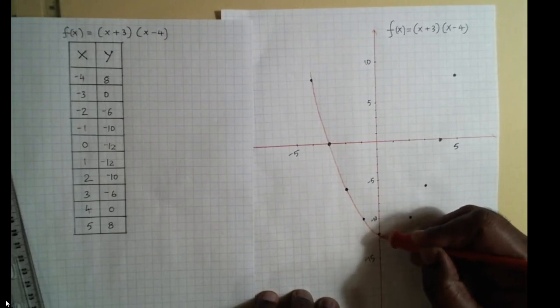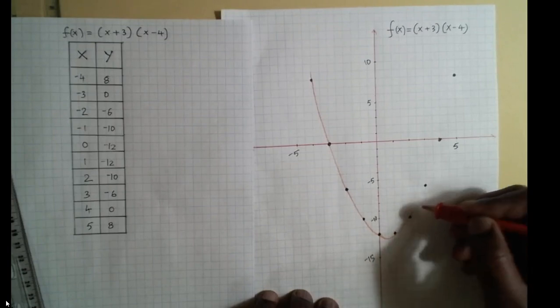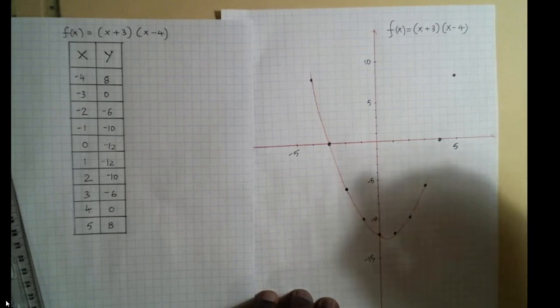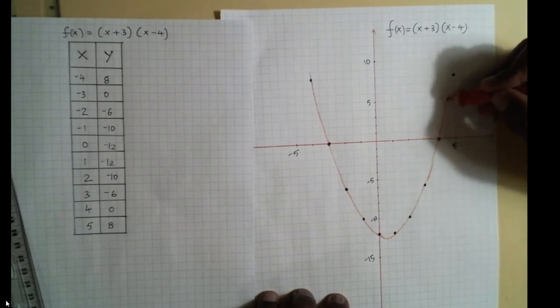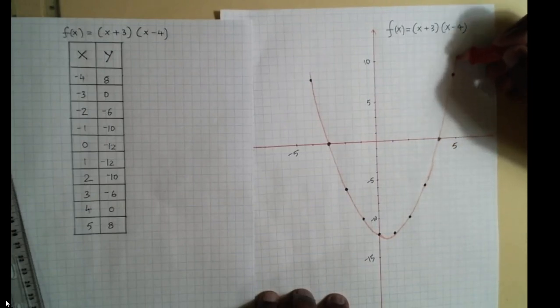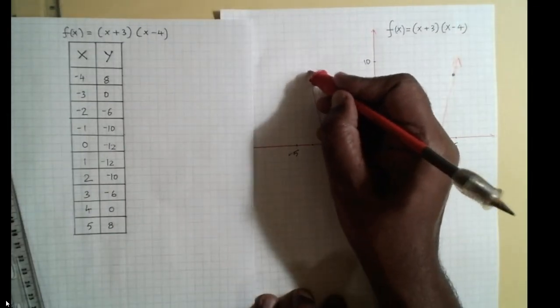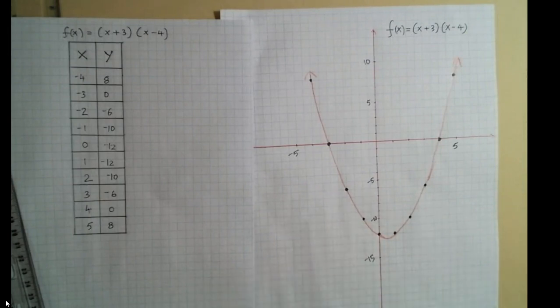Here, because it's a curved graph, it is a parabola. You'll have to turn it around and make sure that you touch all the points, and it goes further. So I'll just put an arrow there telling you that it is extendable. Now this is the perfect graph that is obtained.